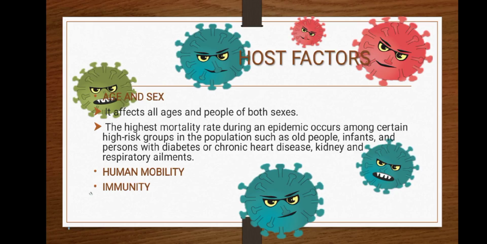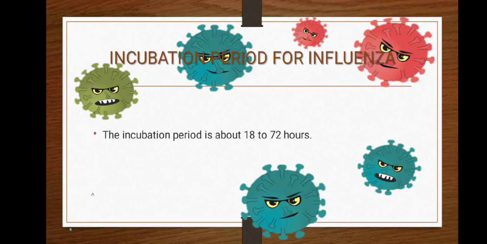Next are the host factors. Age and sex. It affects all ages and people of both sexes. The highest mortality rate during an epidemic occurs among certain high-risk groups in the population such as old people, infants, and persons with diabetes or chronic heart disease, kidney and respiratory ailments. Also, the host factor is human mobility and immunity. Next is the incubation period for influenza. The incubation period is about 18 to 72 hours.